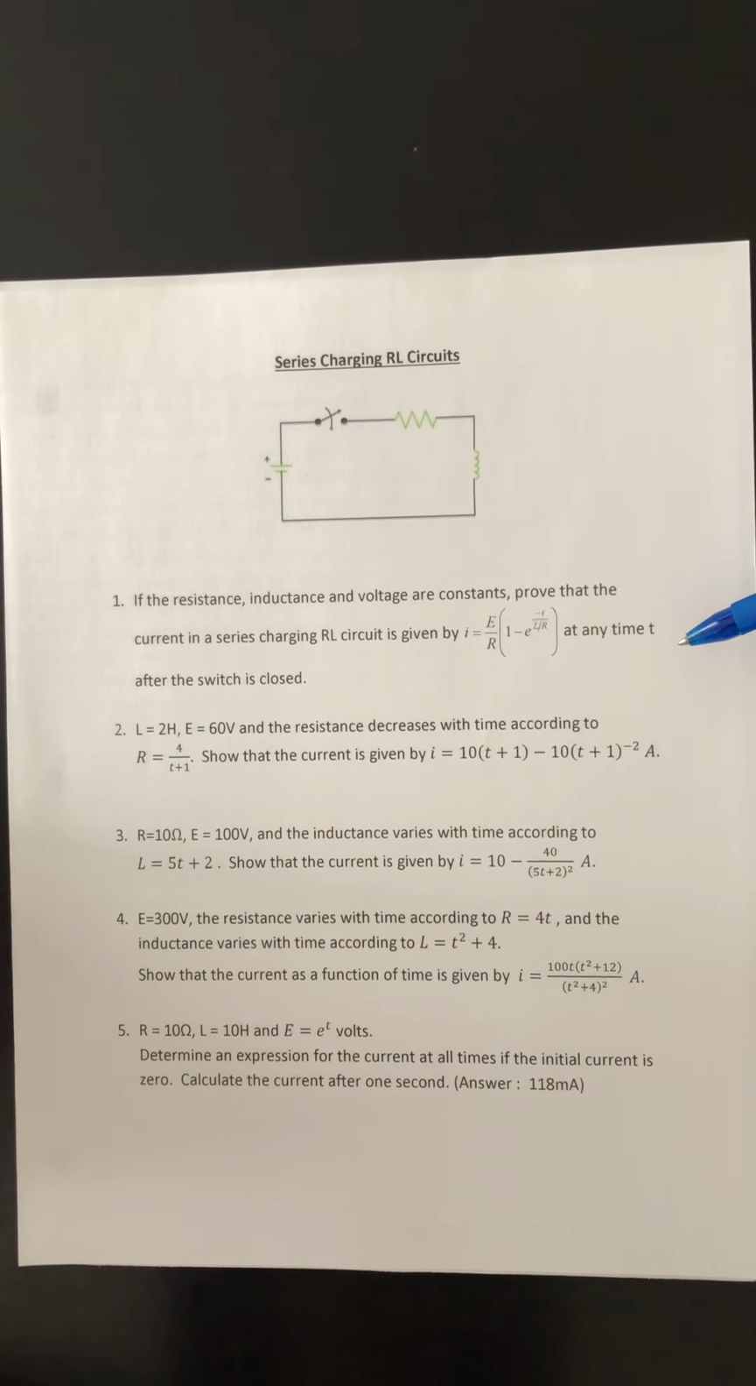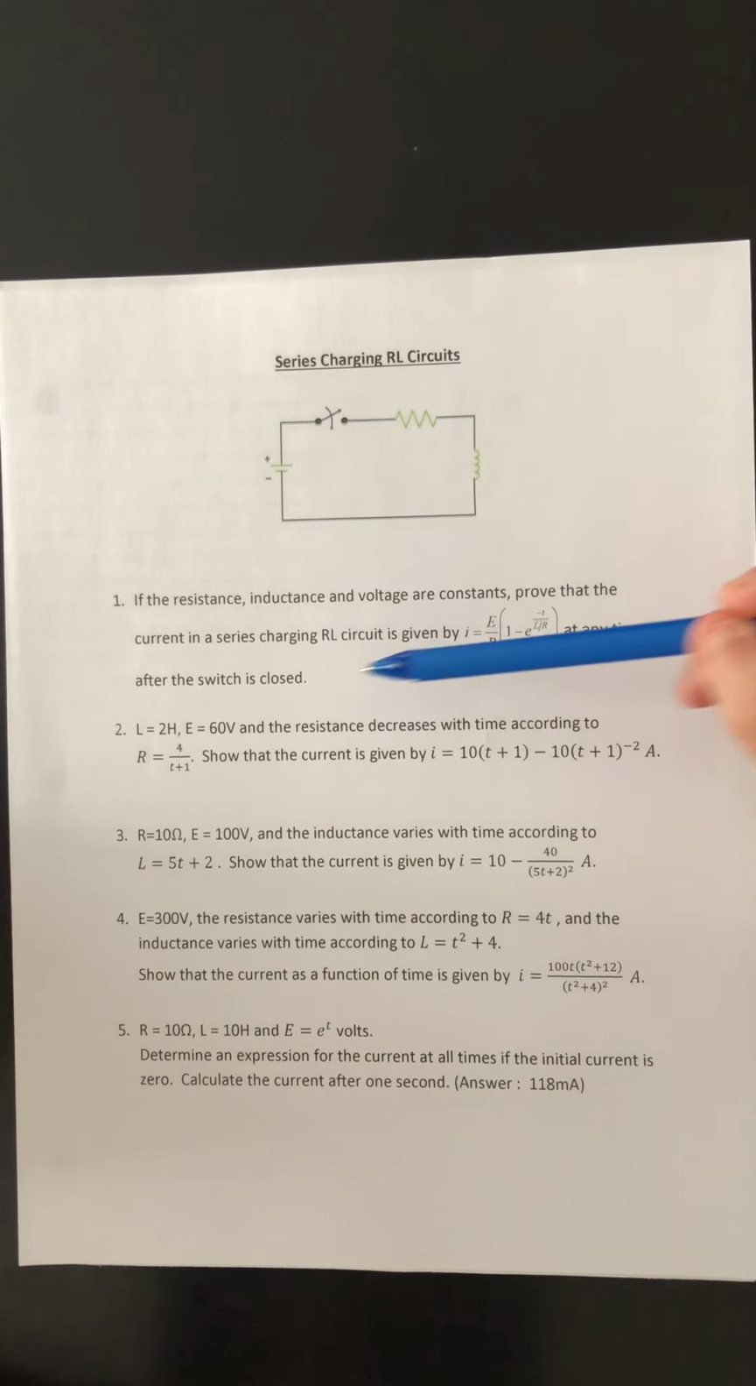prove that the current in a series charging RL circuit is given by: current I is equal to capital E over R, in brackets 1 minus the exponential function whose exponent is negative t, so the negative of time, over tau, your time constant, which is equal to L divided by R for this kind of circuit, at any time t after the switch is closed.